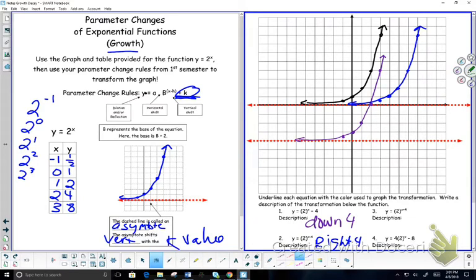Number 3. Are we ready? Are we still drawing? Number 3 says 2 to the x plus 4. Is that plus 4 an insider or outsider? Isn't it inside with the x? Yes. So since it's on the inside with the x, is it going to impact the x's or the y's? It's going to impact the x's.